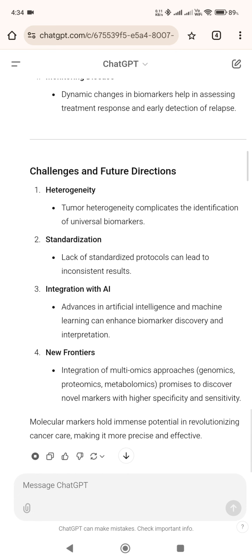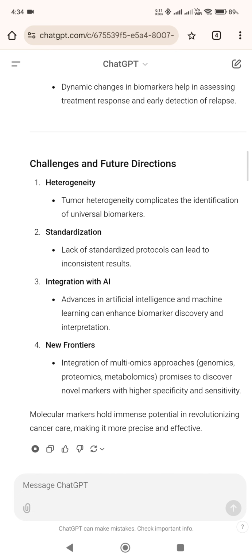Challenges and future directions. 1. Heterogeneity. Tumor heterogeneity complicates the identification of universal biomarkers. 2. Standardization. Lack of standardized protocols can lead to inconsistent results. 3. Integration with AI. Advances in artificial intelligence and machine learning can enhance biomarker discovery and interpretation.